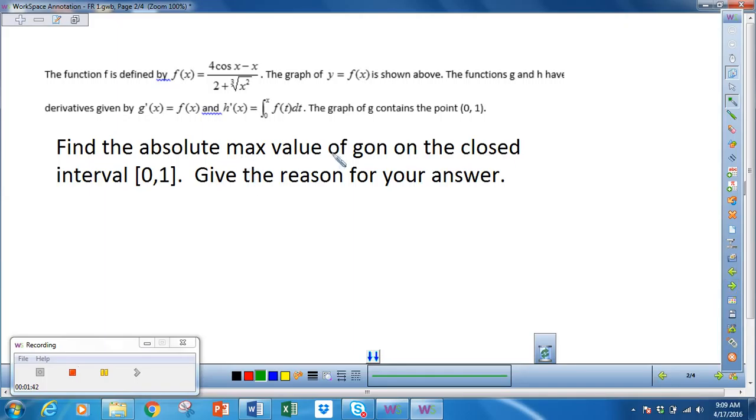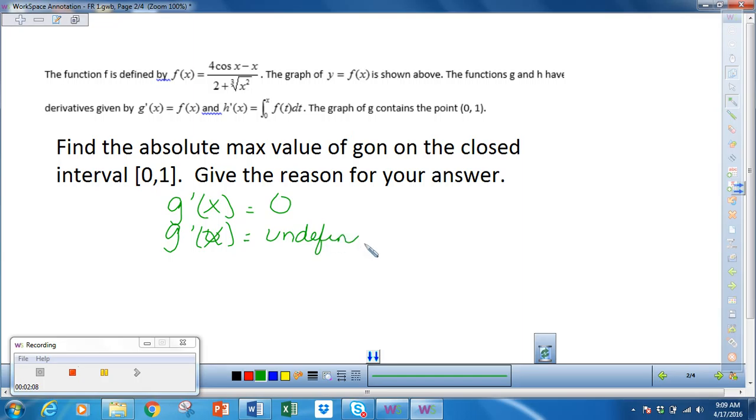Find the absolute maximum of g on the closed interval from 0 to 1. So most of you knew that in order to find the maximum of g, we had to find where g prime is equal to 0 or where g prime of x is undefined. That is going to give us our critical points, and our critical points will lead us to determine if there is a local max or a local min.